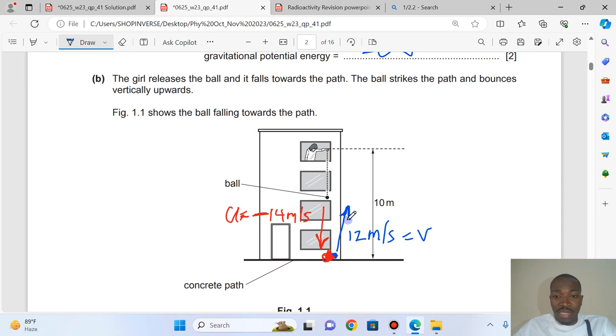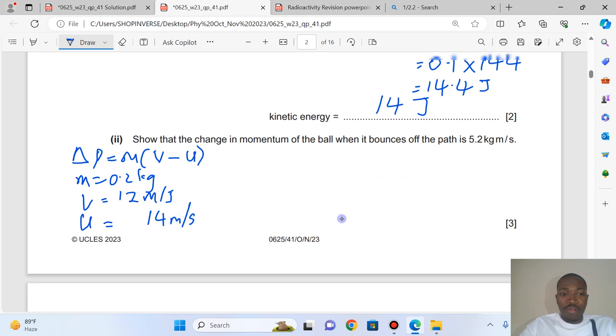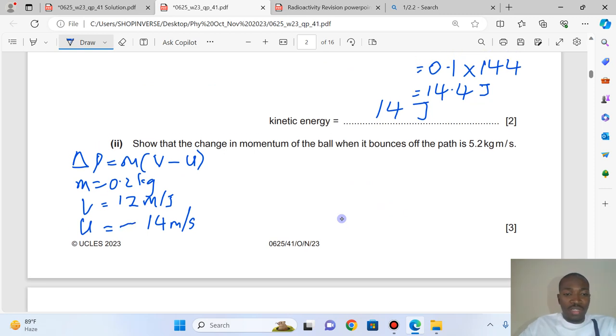Forget how slanted this line is, it's just so that everything does not look like one single line. So that's the point here. Our final velocity is 12. Initial velocity is minus 14. Let's substitute these values into this formula for change in momentum.